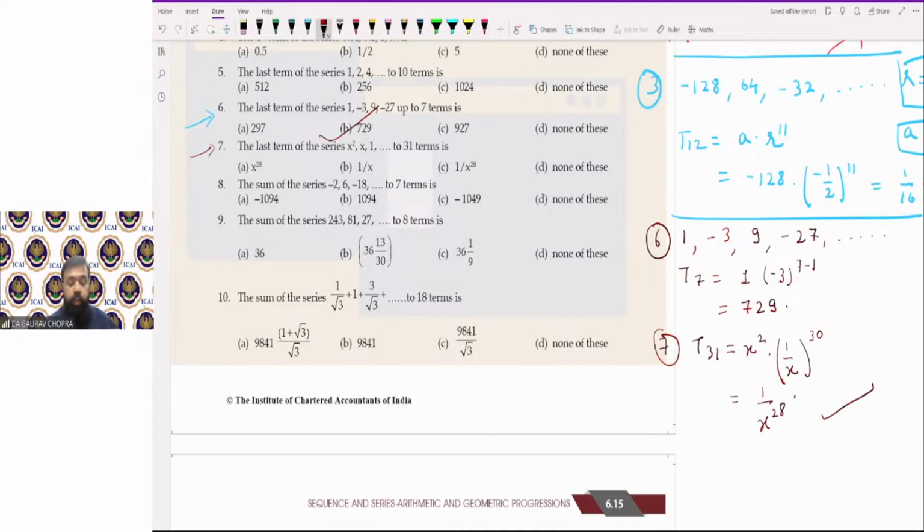So 1 upon x to the power of 28. So option number C. Anuj has given, Kumkum, Shubham. Yes, the option is absolutely correct.